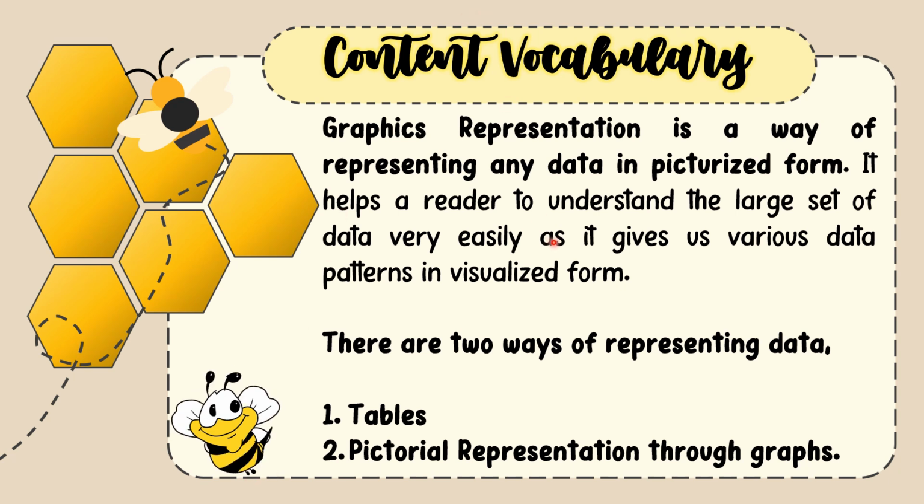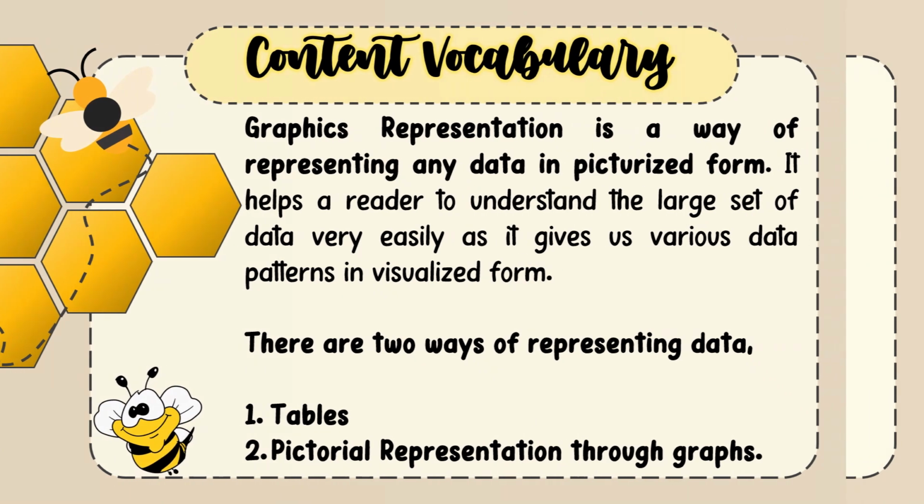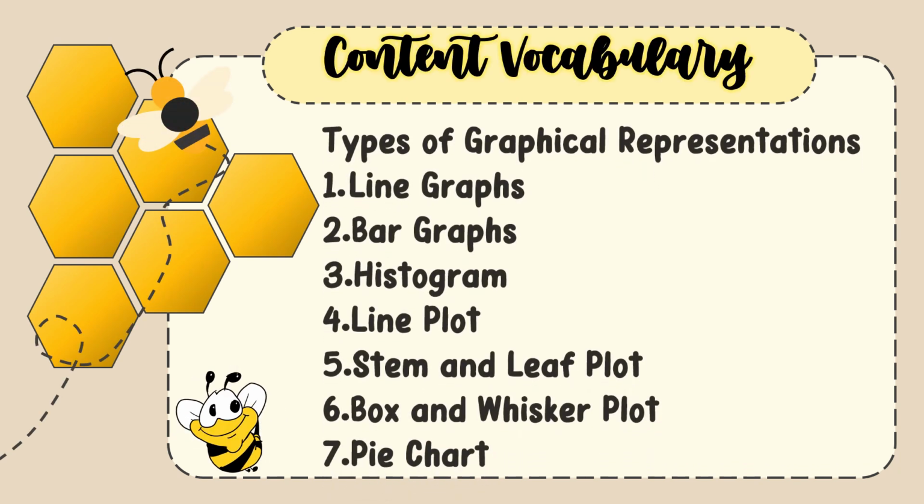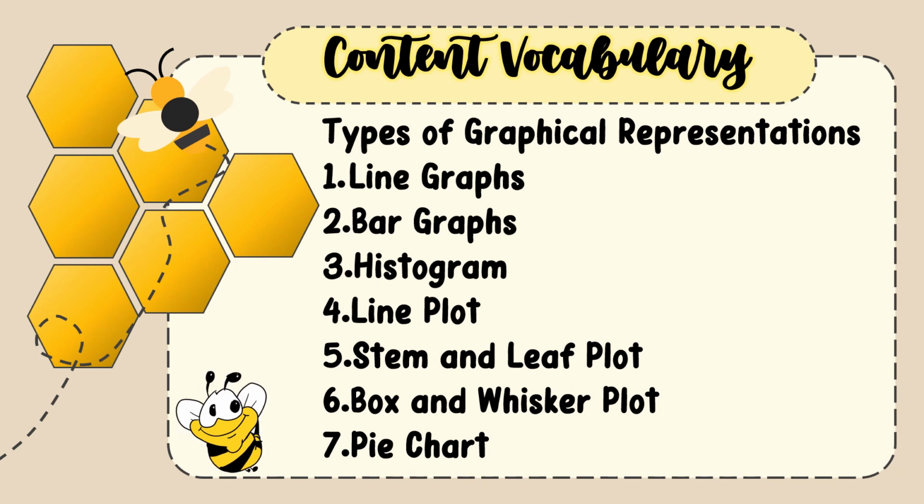Now let us proceed to the types of graphical representations. I have here the types of graphical representations. We have the line graphs, bar graphs, histogram, line plot, stem and leaf plot, box and whisker plot, and pie chart. So comparison between different items is best shown with graphs. It becomes easier to compare the crux of the data about different items. Let's look at all the different types of graphical representations briefly. Let us start with line graph.